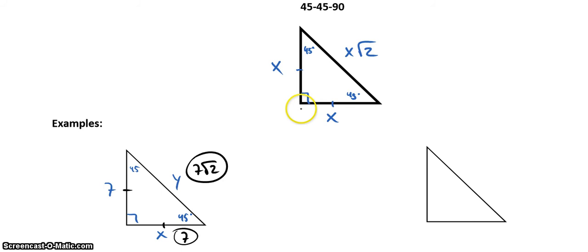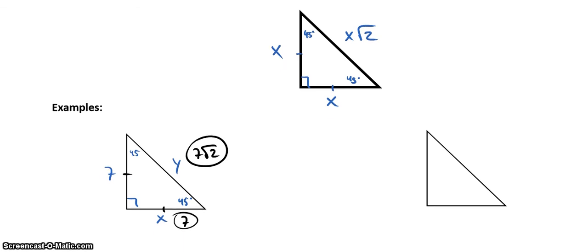So when you're given one of the legs, these problems are actually really easy because you know the other leg is congruent and the hypotenuse is always root 2 longer. Alright, but what if we don't give you the leg? What if I tell you this is 16, this is x, this is y?